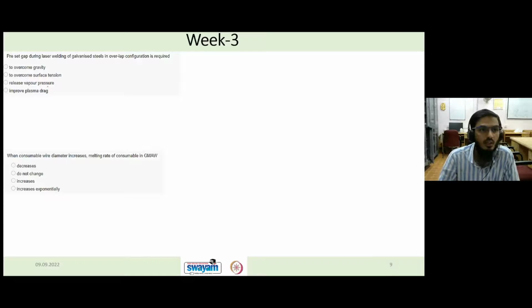Coming to the next problem. Preset gap during laser welding of galvanized sheets or steels in overlap configuration is required. Why is it required? To overcome the gravity, to overcome the surface tension, release vapor pressure, improve plasma drag.